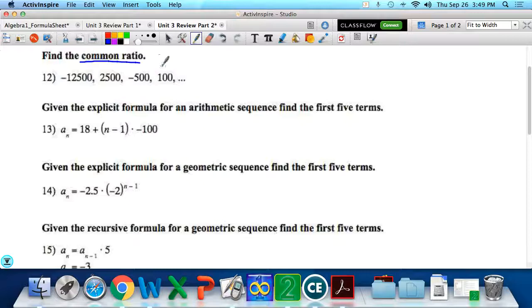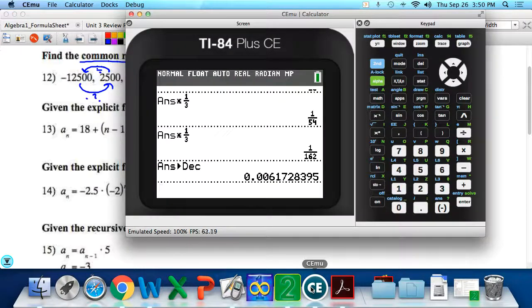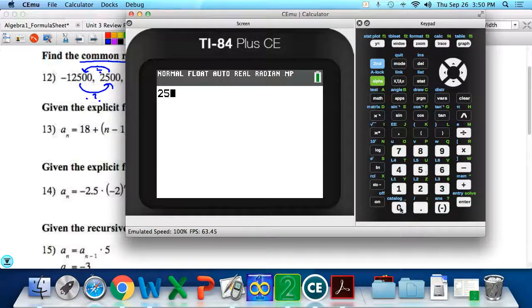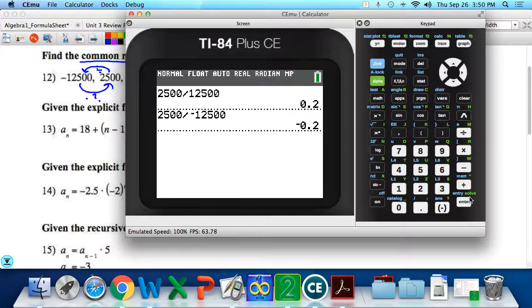However, common ratio should set off alarms in your head. This is geometric, meaning we have to multiply to go forward. That means I need to divide backwards to find that number, because those are some big numbers, okay? 2,500, actually I'm gonna just clear everything else so it's a little bit cleaner. 2,500 divided by 12,500. Oh, Mr. Stroh made a mistake. This is negative 12,500. Gives me a negative 0.2.